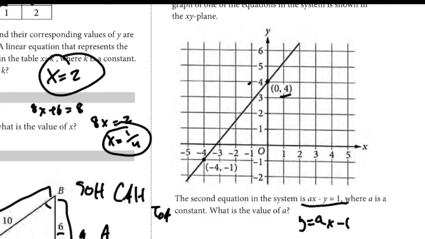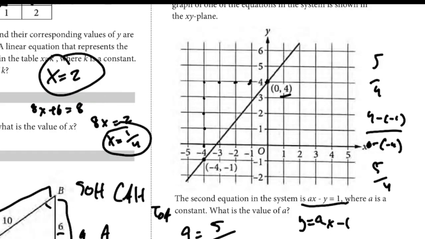So now we just need to find the slope, and we can just do rise over run. So 1, 2, 3, 4, 5, and then 1, 2, 3, 4. So 5 over 4, or we can use the change in y over the change in x. So 4 minus 1 over negative 4 minus 0, or 0 minus 4, and we're going to get 5 over 4 as well. So that means a is equal to 5 over 4.